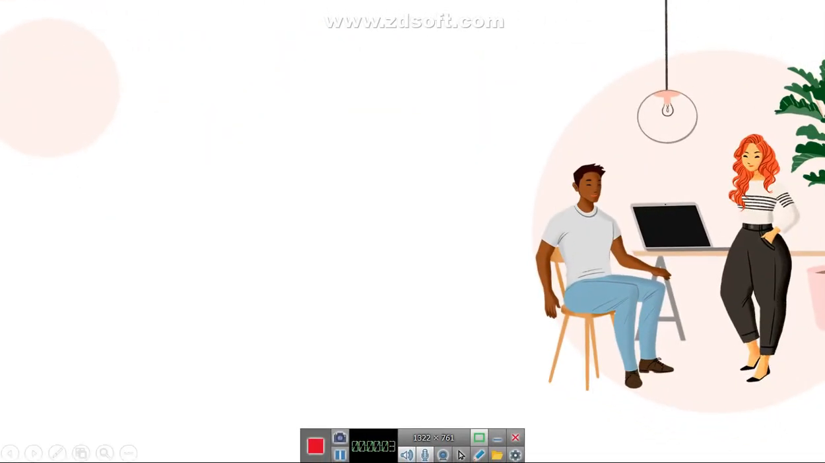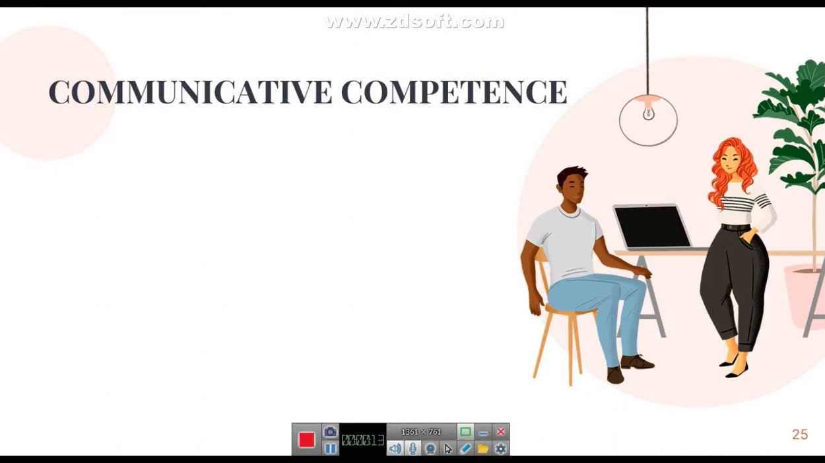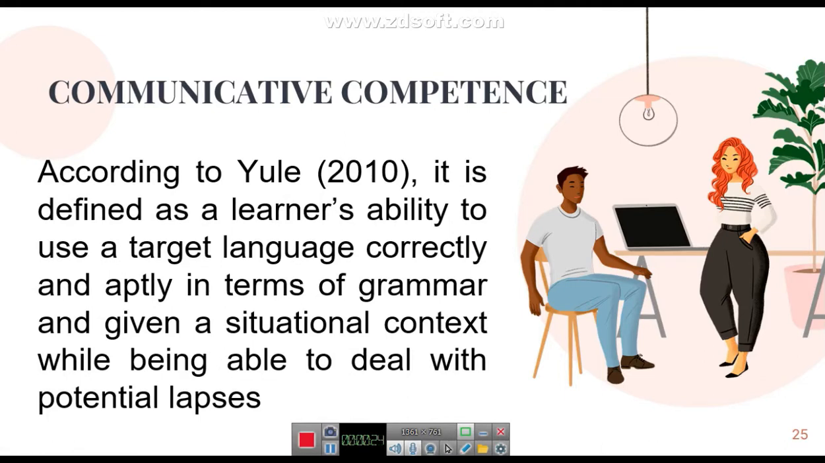In communication, a speaker or a learner can be considered competent if he or she is well versed in the language being used, considering the grammar, and in how he or she deals with the audience using verbal and nonverbal communicative strategies to repair breakdowns in communication. This is what Yule in 2010 meant as he defined it as a learner's ability to use a target language correctly and aptly in terms of grammar and in a given situational context while being able to deal with potential lapses.